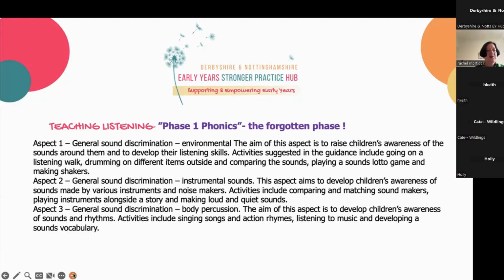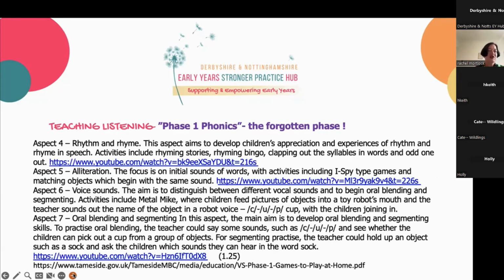Because if they can't discriminate those sounds, the environmental sounds, body percussion, and if they can't do that, then when we get to the point where we're starting to teach them phonics and they're orally blending and segmenting, and they're starting at that point to link those sounds that they're hearing to those representations of letters, then at that point children are not going to be able to move forward with their phonics.